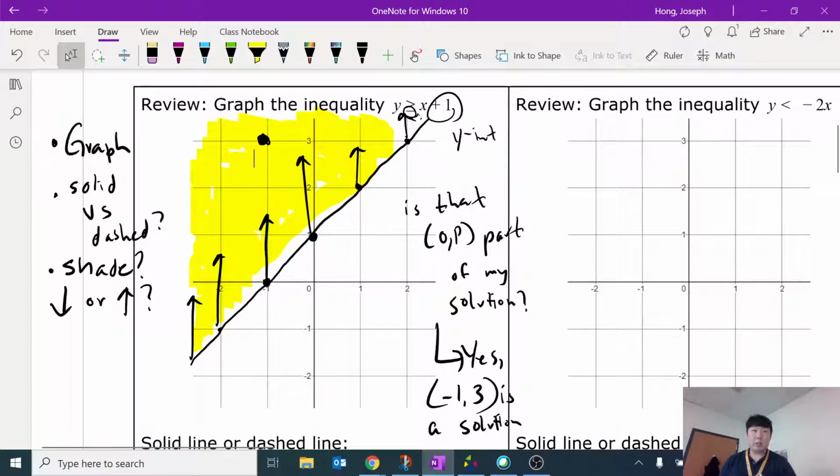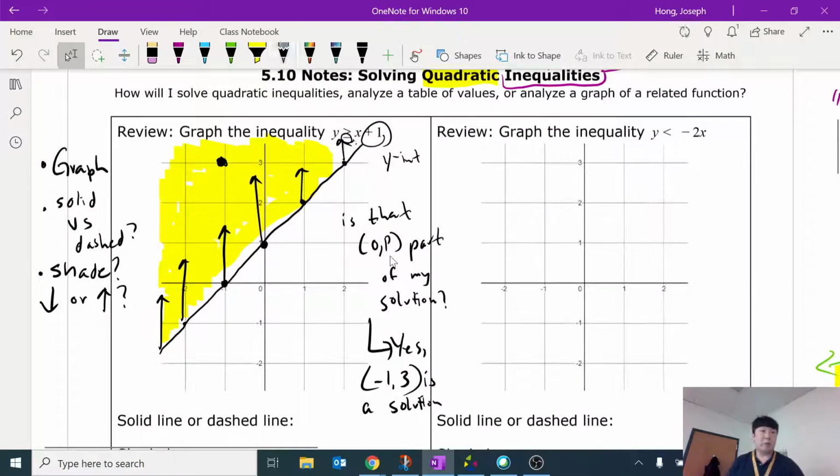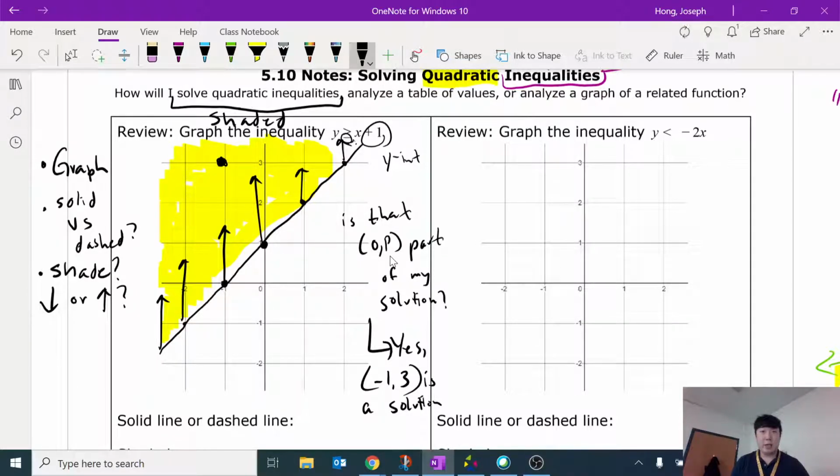So let's talk about what you will learn today. How will you be able to solve quadratic inequalities? And this is talking about the shaded part. We can analyze tables. I can give you a table, which could represent a quadratic. Or I can give you a graph, which is also a quadratic. Oh, I misspelled that. Or a related function, which is also a quadratic.